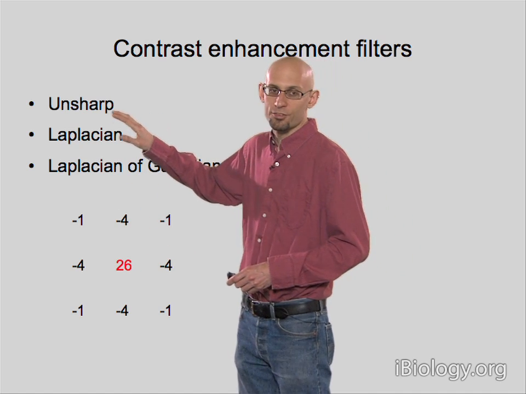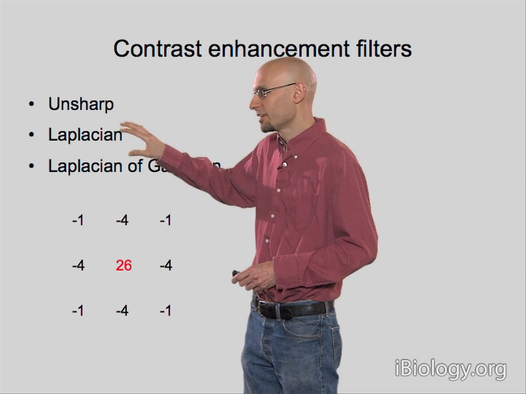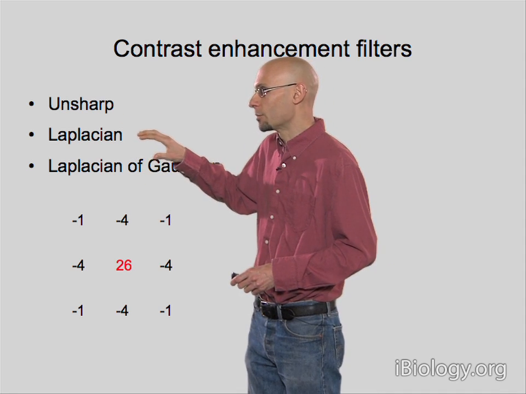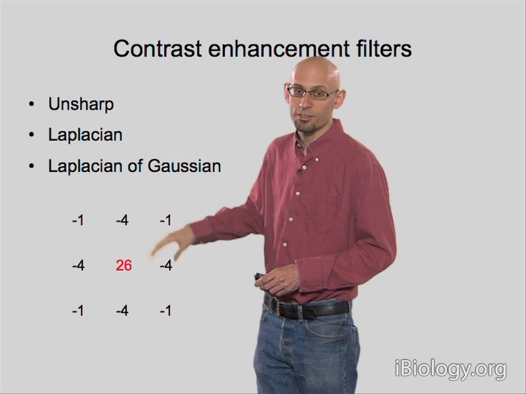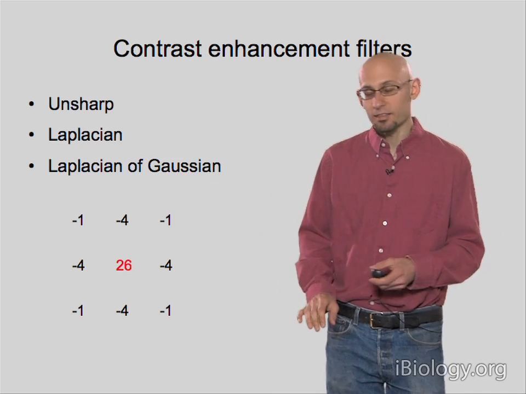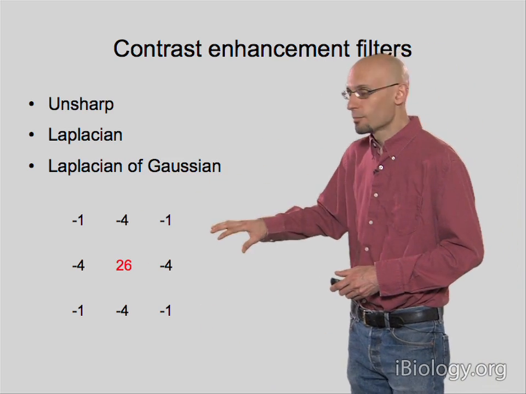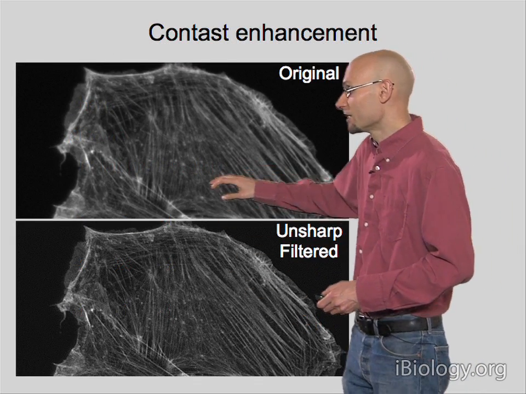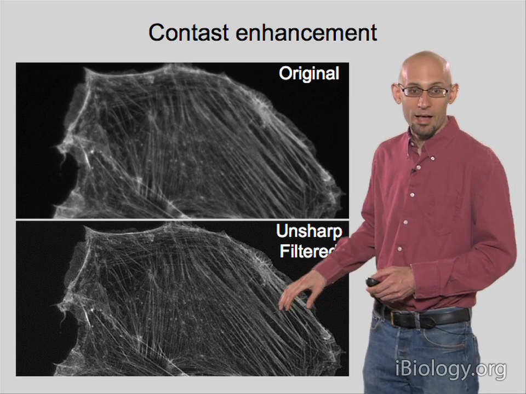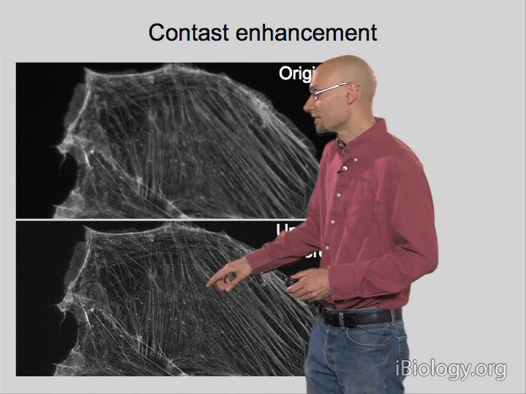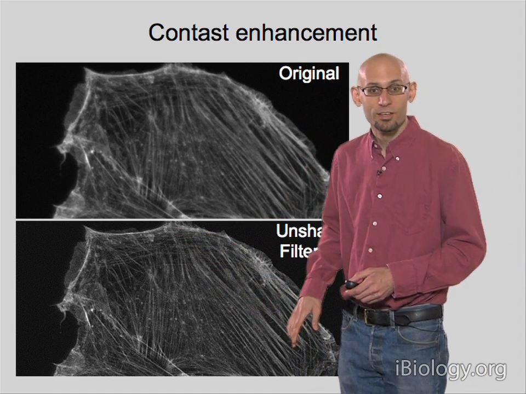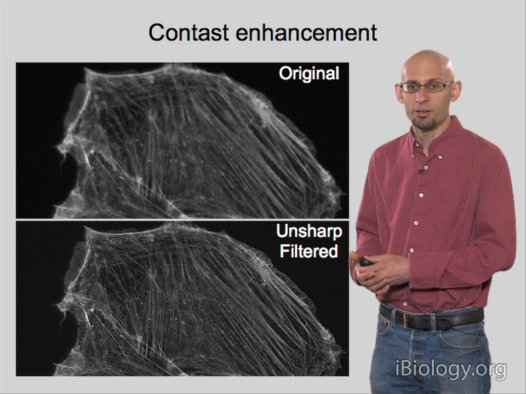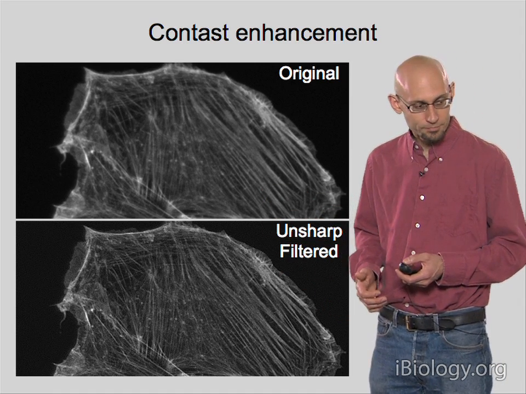So these are called things like unsharp masking or unsharp filters, which is a sort of old technical photography term, Laplacian filters, or Laplacian of Gaussian filters. They all do basically the same thing. They differ in the details, but basically all do this contrast enhancement. And you can see if we apply that to this image again, that really makes these actin filaments pop out, but at the same time it also highlights speckly noise and stuff in this image. So these are both good and bad depending on what you're trying to do. They tend to enhance noise, but they also enhance contrast in your image.